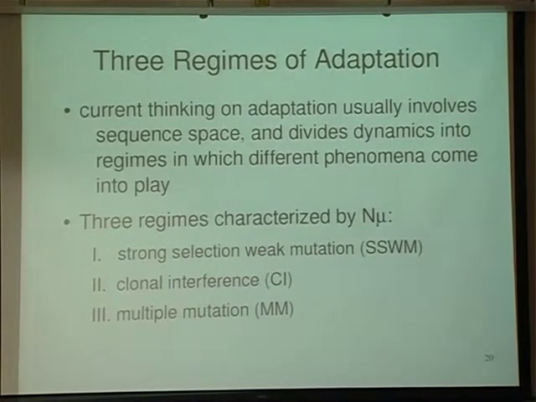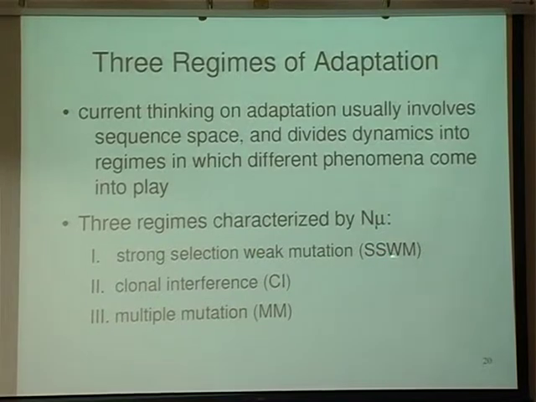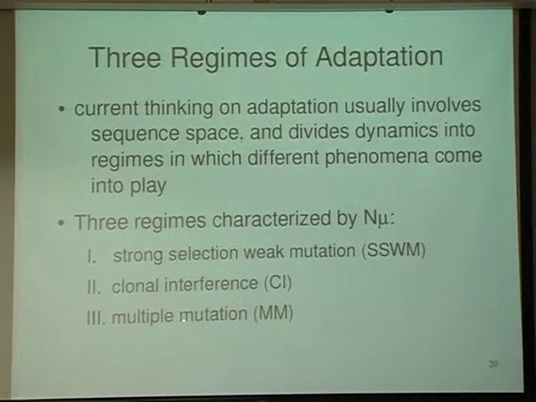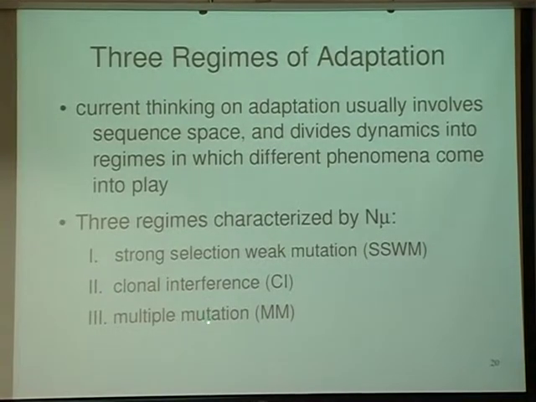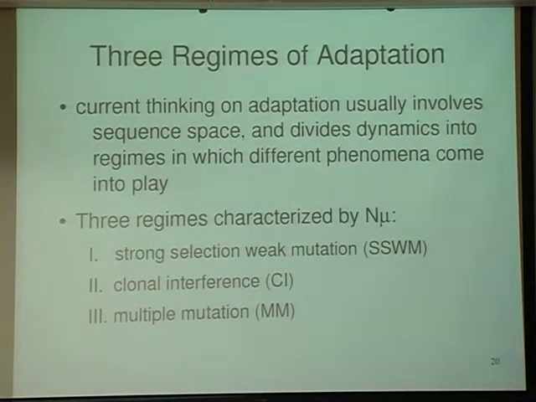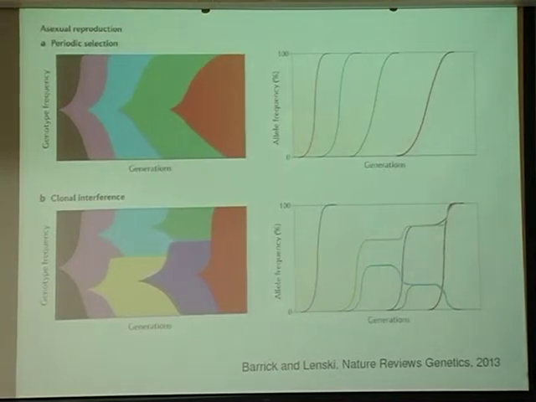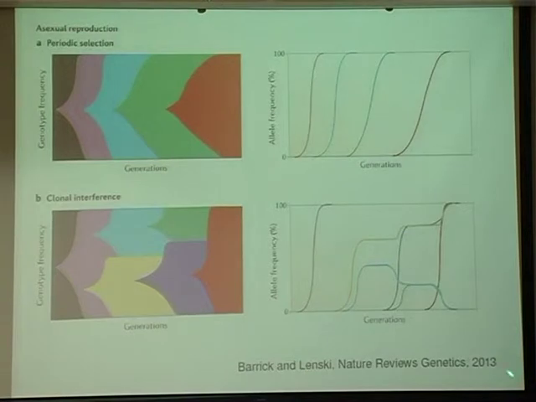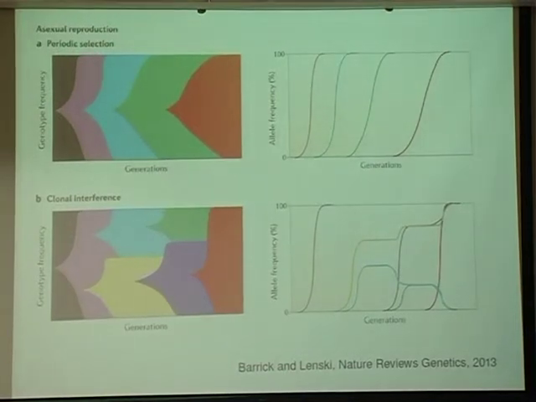If they're not very frequent, we have the strong selection, weak mutation regime. I'll tell you more in a minute. And then if they're increasingly frequent, we move to clonal interference and then the multiple mutation regime. So I'm going to tell you about those three. And here's a picture lifted from Barrick and Lenski's review. It's a nice, recent review in Nature Genetics on experimental evolution. So here's what they call periodic selection. So this is the strong selection, weak mutation regime.